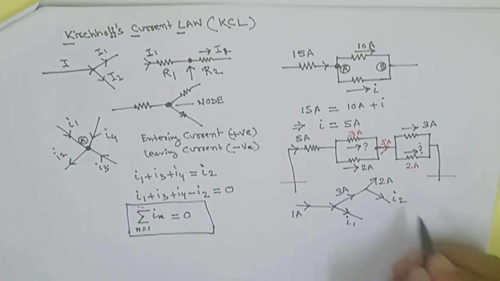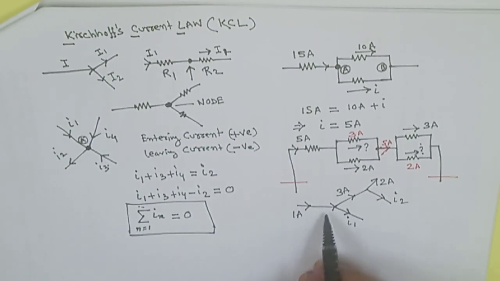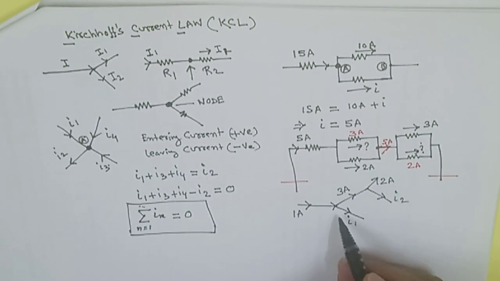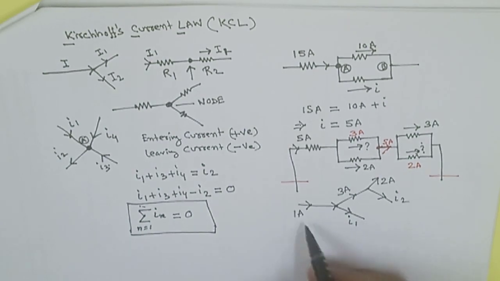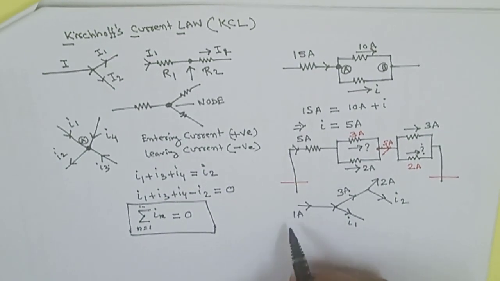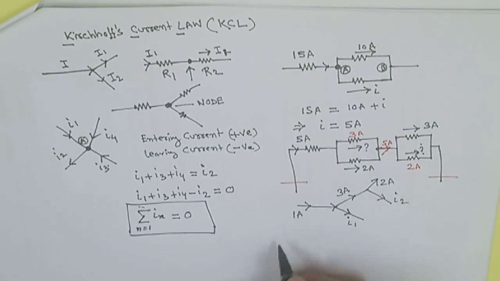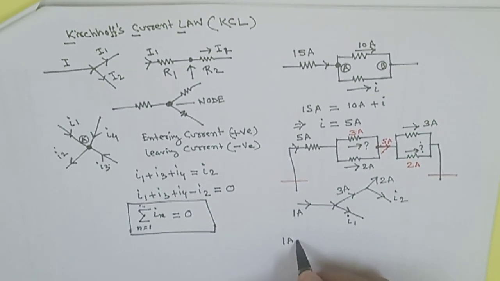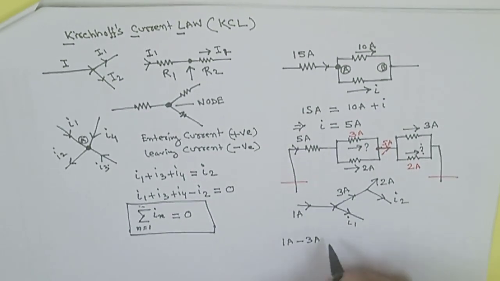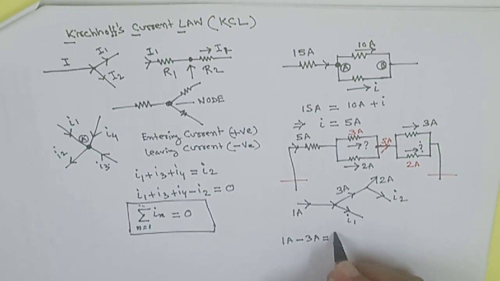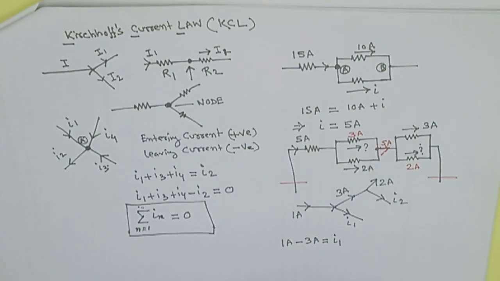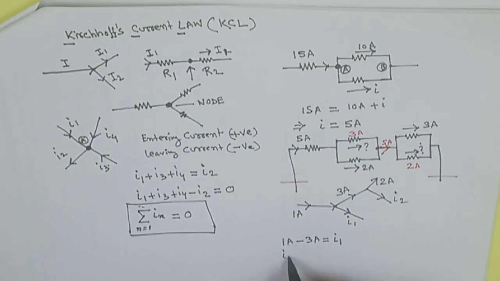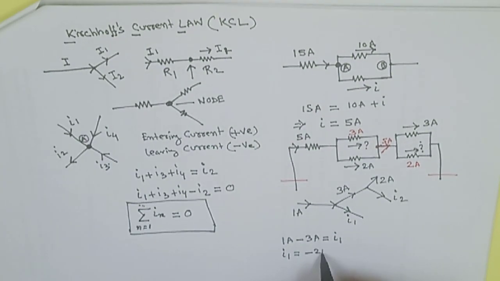This is I1, consider, I2, consider. Now how is it possible? 1 ampere is entering but leaving is 3 ampere, but this is also leaving. This is not possible. So how can you calculate this one? You can consider this as positive. So 1 ampere minus 3 ampere, minus 3 ampere, that is equal to I1. So what I1 will you get? You will get I1 as minus 2 ampere.